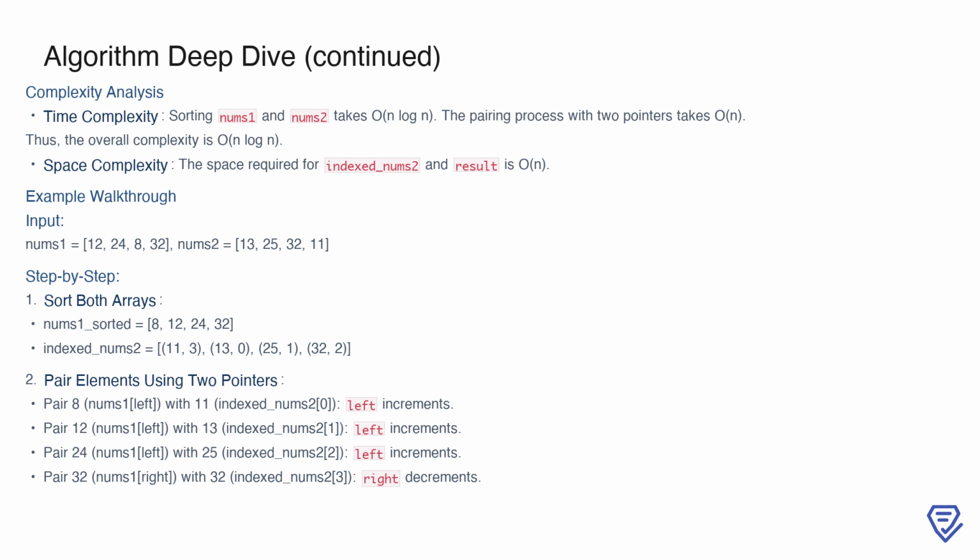Let's see an example. Suppose nums1 is 12, 24, 8, 32, and nums2 is 13, 25, 32, 11. First, we sort nums1 into 8, 12, 24, 32, and indexed_nums2 into (11, 3), (13, 0), (25, 1), (32, 2). Using the two-pointer approach, we pair each element: 8 beats 11, 12 beats 13, 24 beats 25, and 32 is sacrificed against 32. This step-by-step pairing ensures we maximize the advantage while respecting nums2's original order.